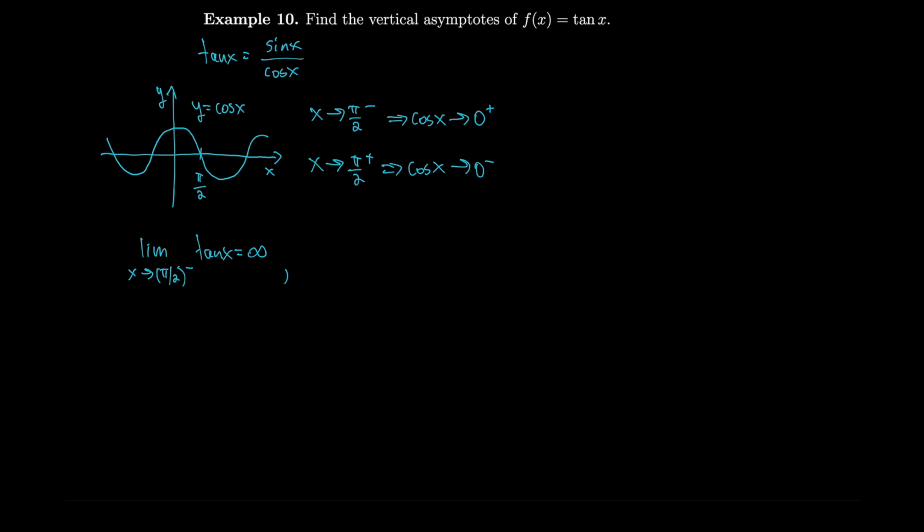And if we have pi over 2 being approached from the right, then that means that cosine is approaching 0 from the left, so those are from negative values, so that makes this thing large negative. Okay, so that means that x equals pi over 2 is a vertical asymptote.